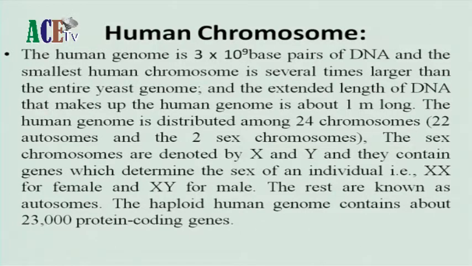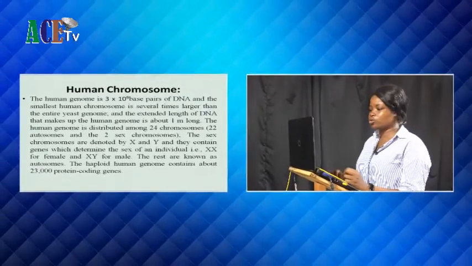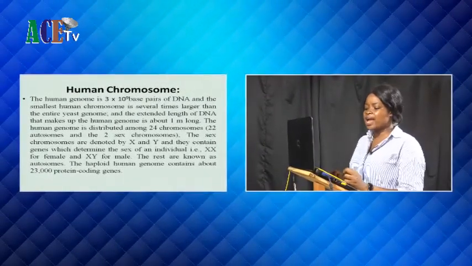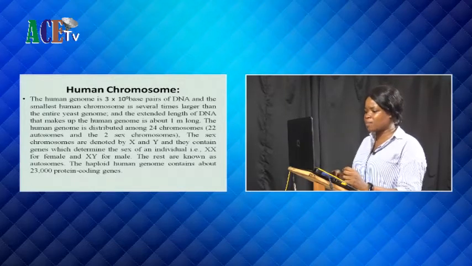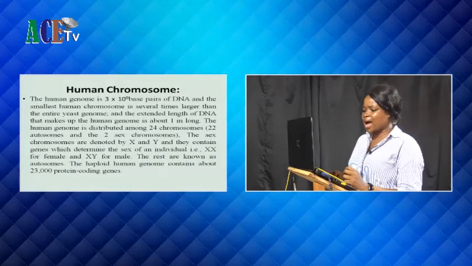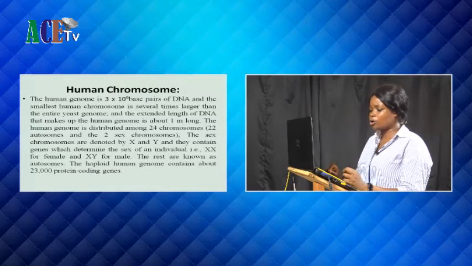The human genome is distributed among the 24 chromosomes. Now all the genes, all the DNA that you see, will be distributed across all the 24 chromosomes. Don't forget, you're going to have the 22 autosomes and then 2 sex chromosomes, XX in female and XY in male. The 22, the remaining ones, are called autosomes.